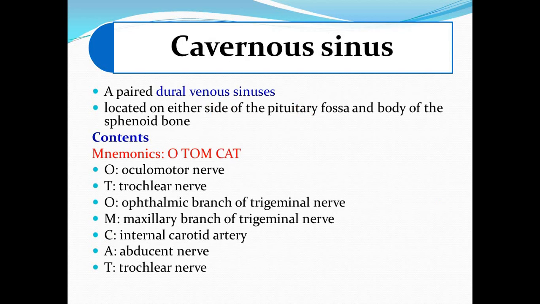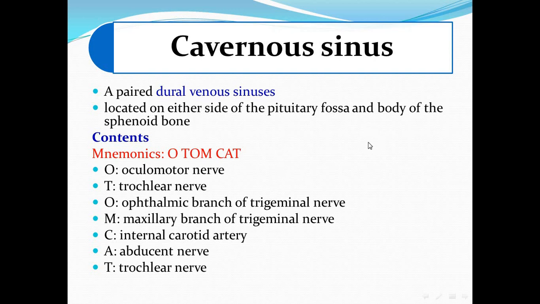Yes. Then we talk about the cavernous sinus. This is one of the juxta-sellar structures. These are the paired dural venous sinuses. If you remember, we talked about the dural venous sinuses, right? One of them is the cavernous sinus. We will have a look at an image to show the cavernous sinus in relation to the other dural venous sinuses. It's located on either side of the pituitary fossa and the body of the sphenoid bone.